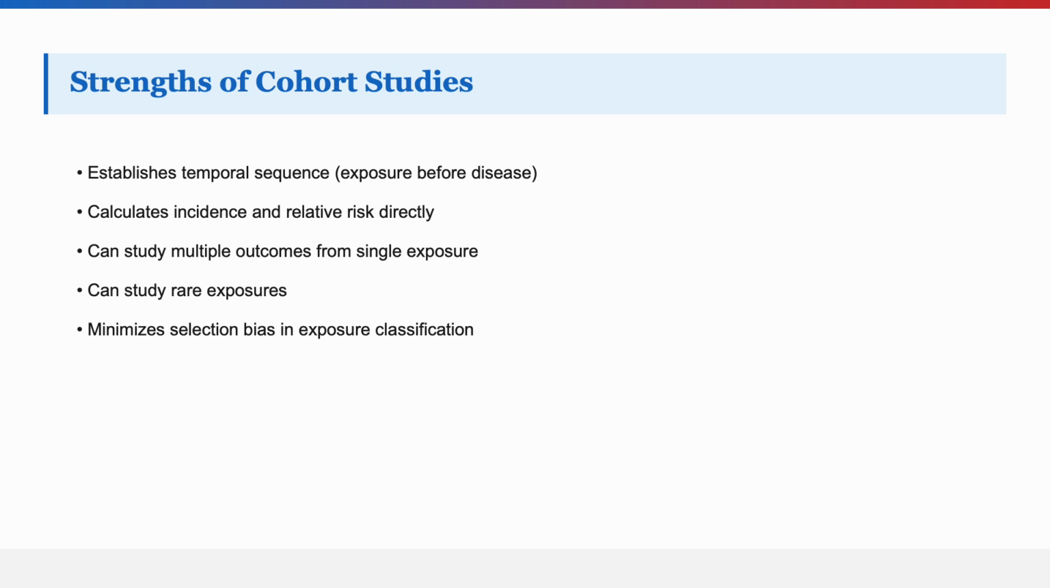Exposure classification happens before disease is known, minimizing certain biases. You're not relying on sick people's recall of past exposures, you measured it when they were healthy. For healthcare managers, cohort studies provide strong evidence about risk factors and interventions. When evaluating whether to implement a program, cohort study evidence is generally more convincing than case control evidence.